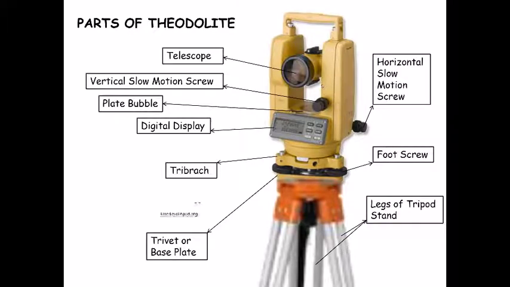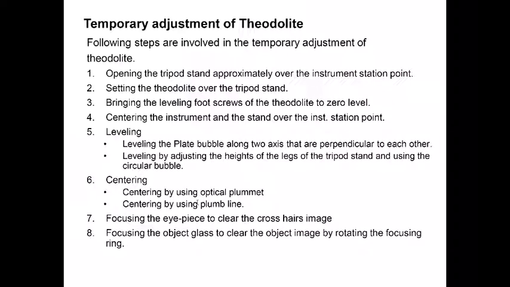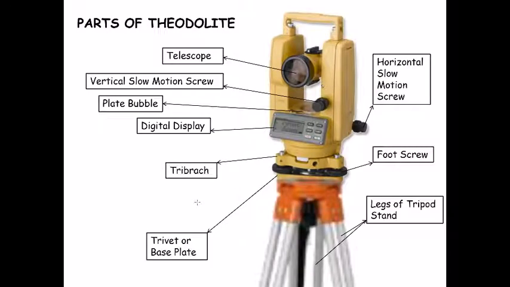When I talk about the temporary adjustment of the theodolite, the first thing that we have to do before setting out the instrument is to set the tripod stand above the station point and to open it up to a reasonable height. Then fix the instrument above the tripod and roughly level the instrument using the tripod stand. Once that's done, you look through the optical plummet and try to center the instrument above the station point. After that, you use the foot screws to precisely level the instrument.